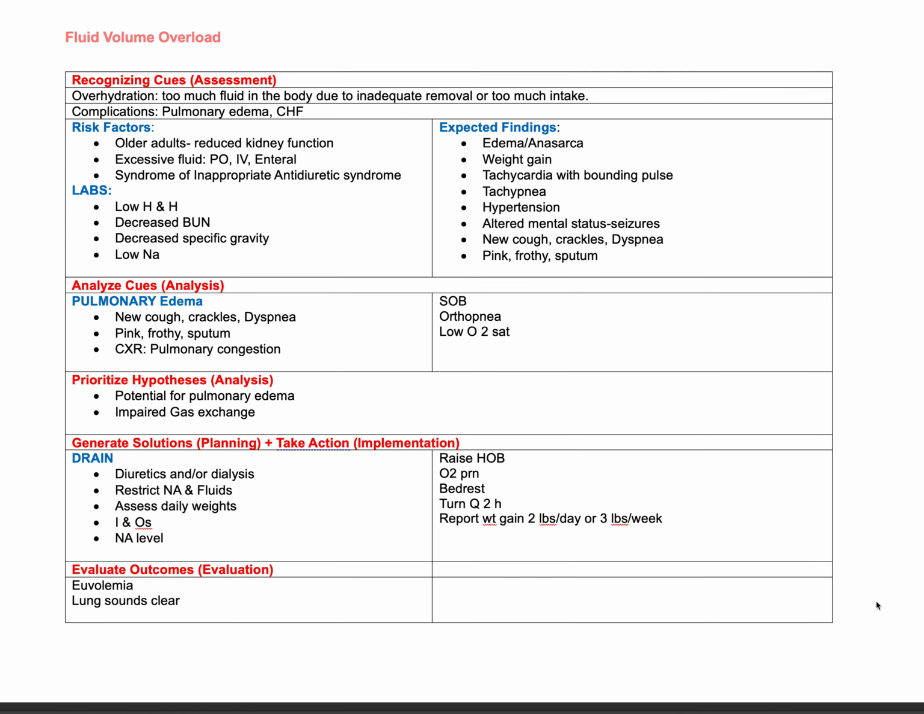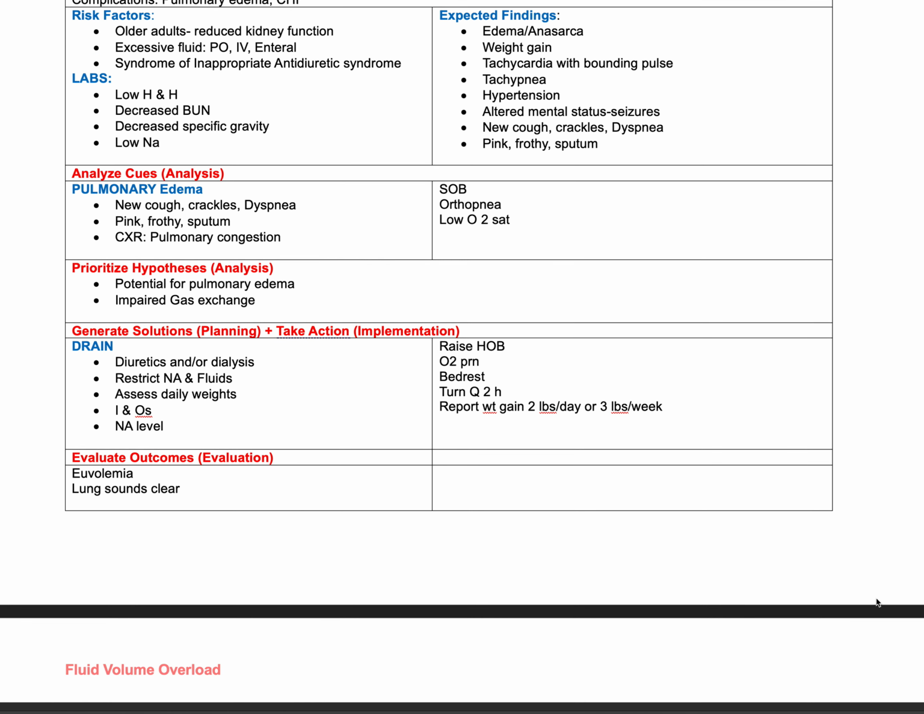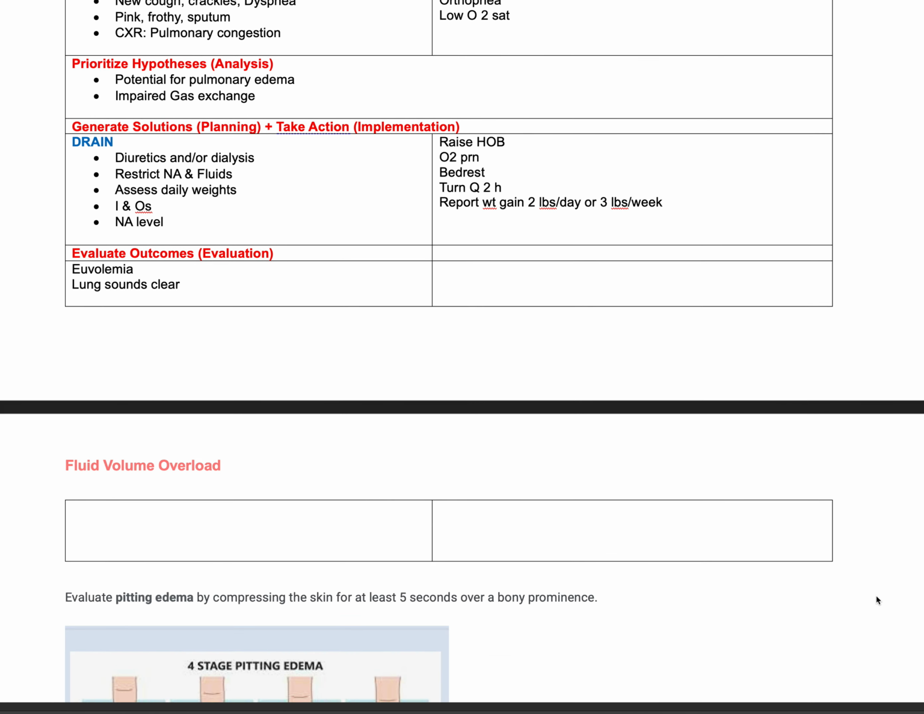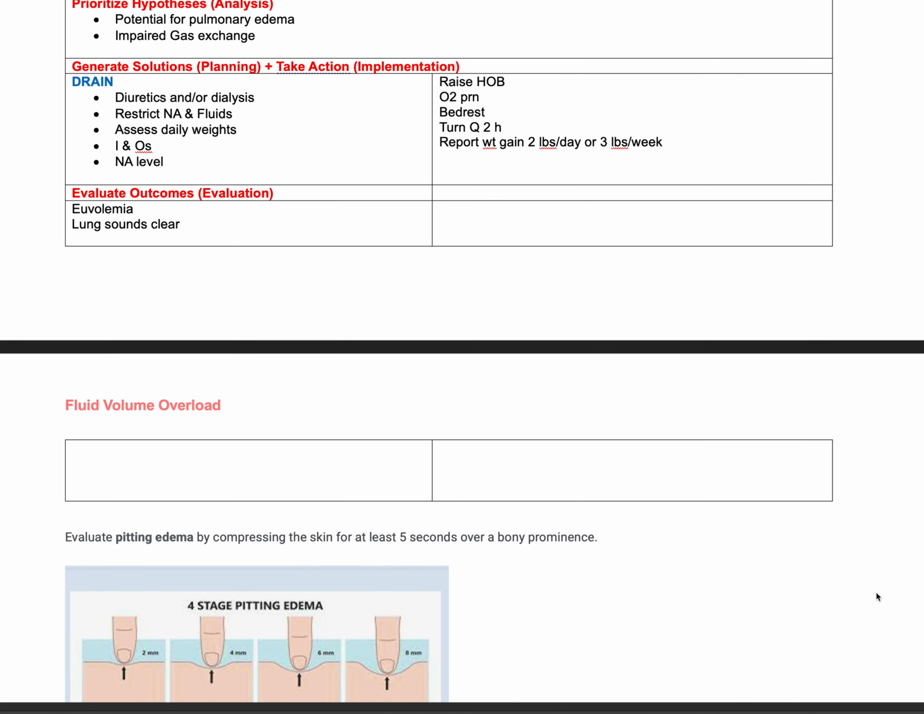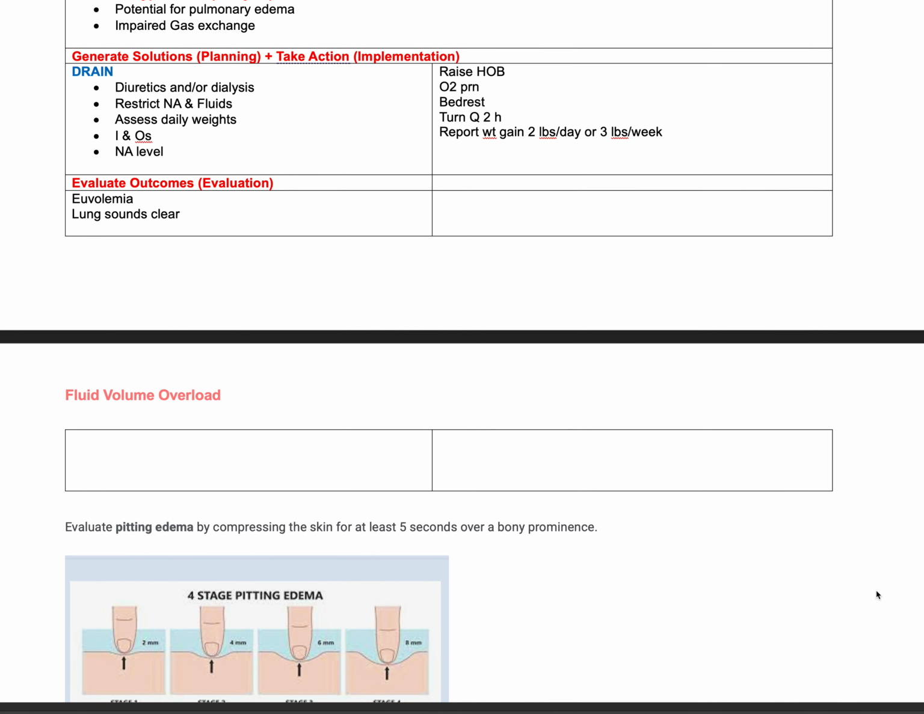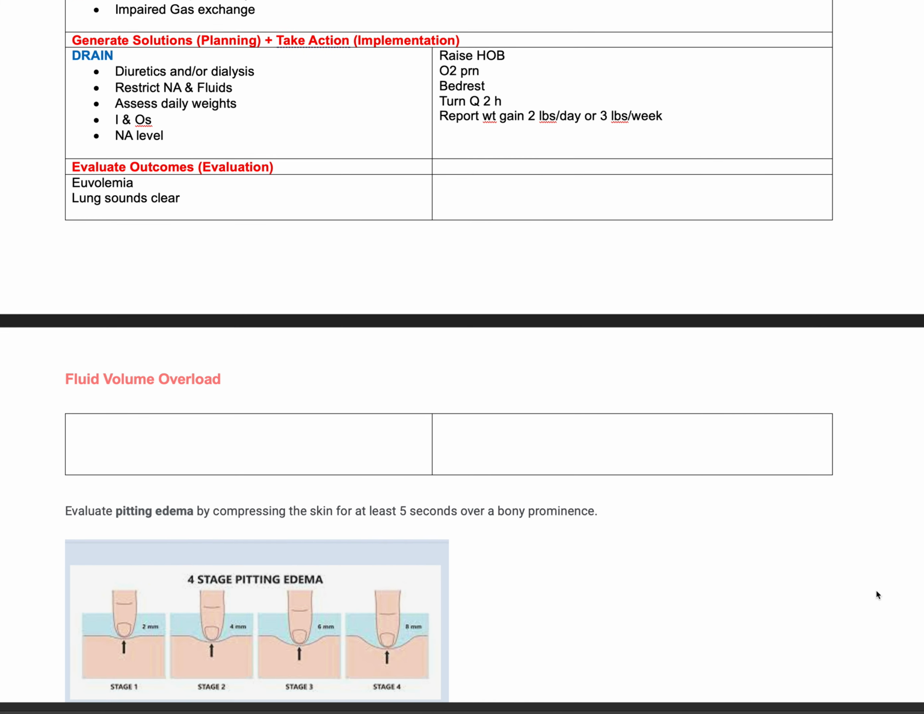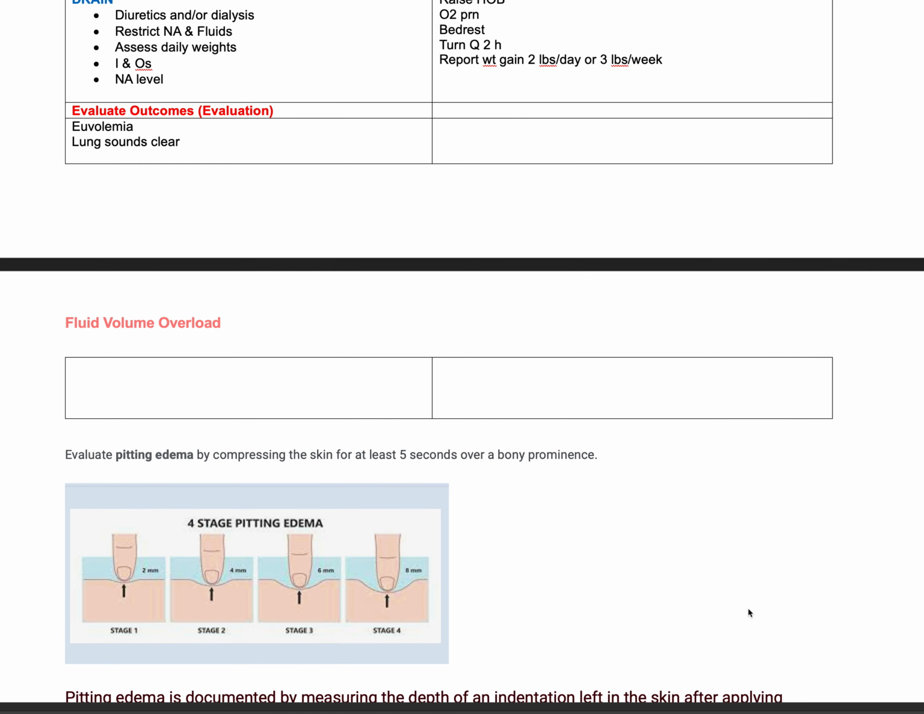Now, I need to teach you how to document pitting edema. Now, pitting edema, you evaluate it by compressing the skin. So you're going to press on the skin over a bony prominence, and you're going to hold it there for 5 seconds. Then you're going to let it go, okay? So you document it by measuring the depth of the indentation that your finger left, but also how long it takes for that indentation to bounce back, okay?